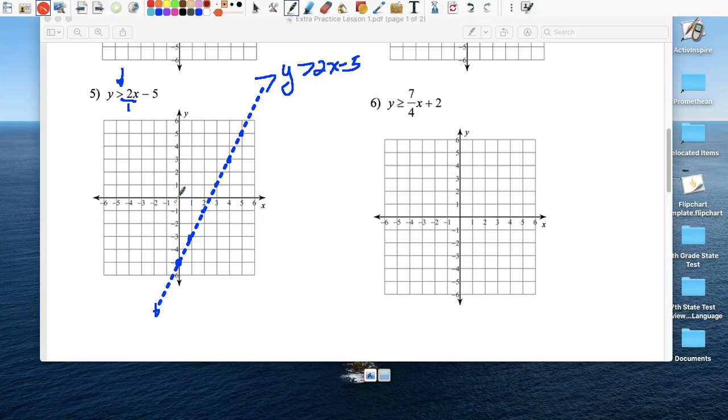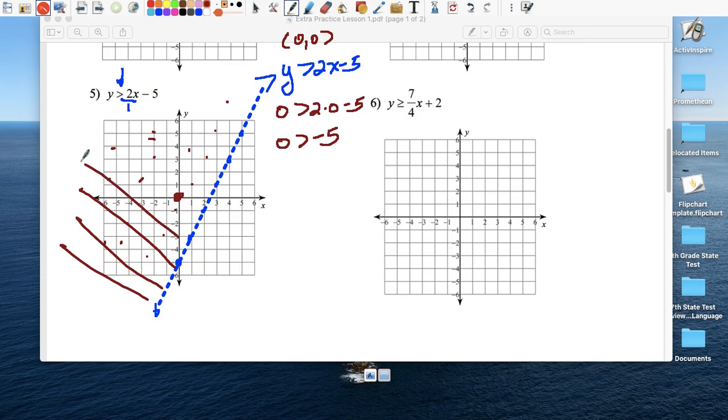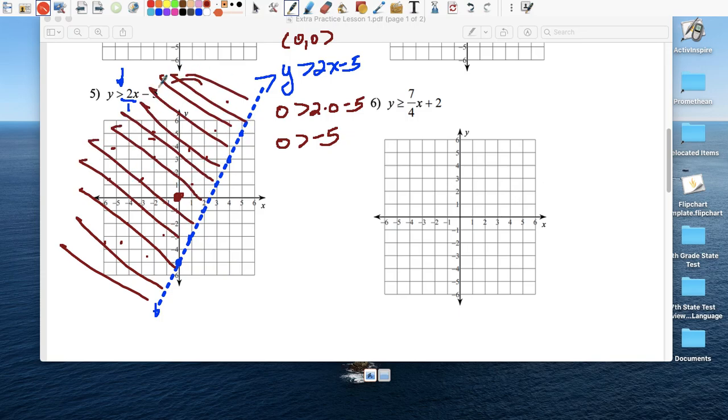Pick the test point 0, 0. Let's see if 0, 0 makes this inequality true. So we replace x and y with 0. So 0 is greater than 2 times 0 minus 5. 0 is greater than negative 5. Is 0 greater than negative 5? Yes, it is. So this point 0, 0 made that inequality true. That also tells us that these points will also make that inequality true. So how do we represent that? We go like this. Okay. And here's a big S.